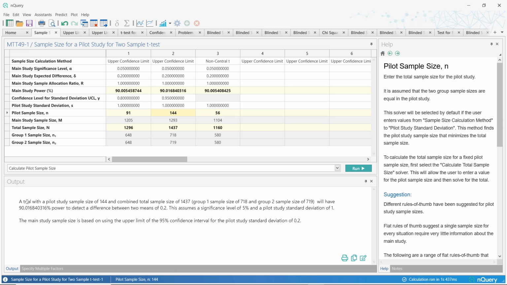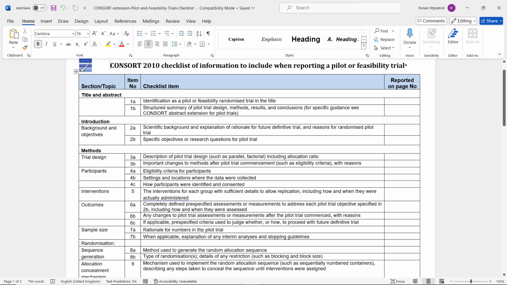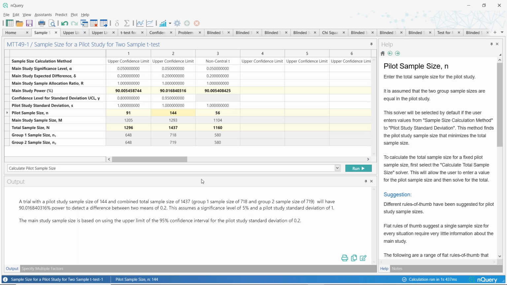If you're interested in exploring the results more, there's obviously an output statement here, which you could easily copy into that consort statement if you wanted to, for the sample size justification, and basically go from there.